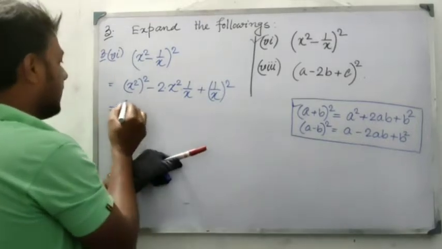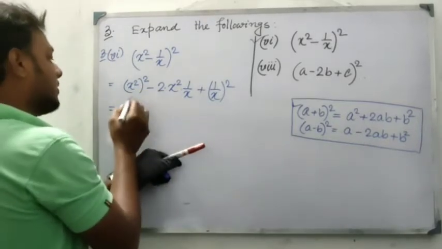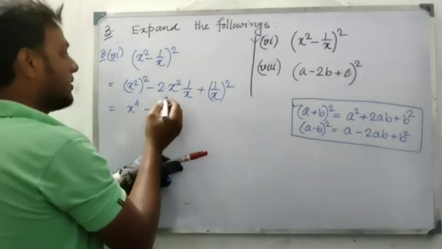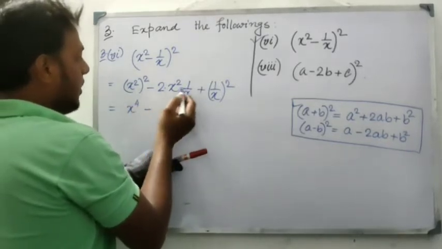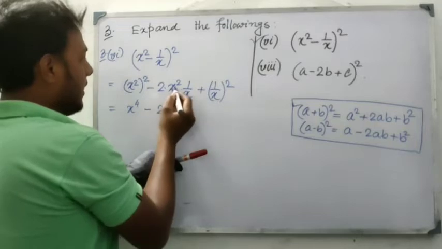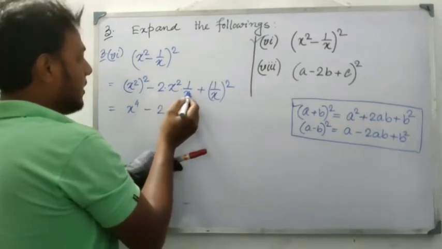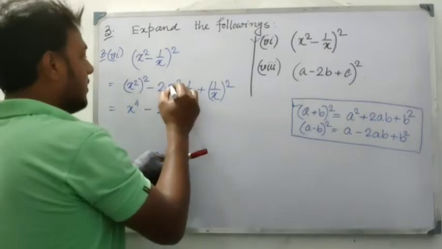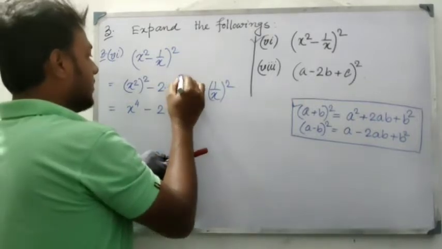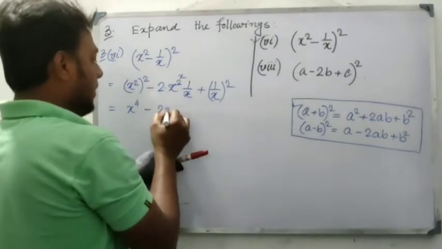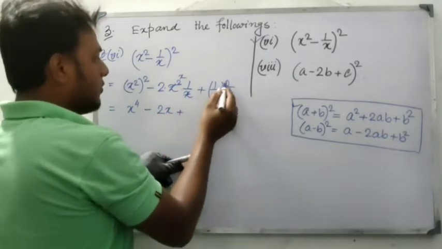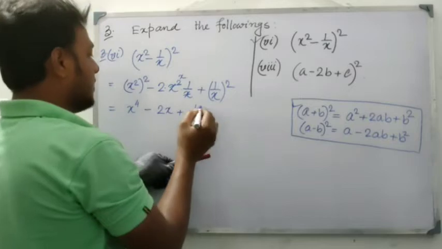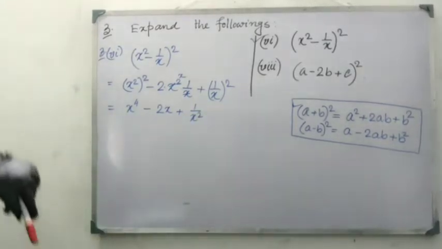Now simplify. (x square) whole square, so you can multiply the powers: x to the 4. Minus, here 2 into 1 is 2, and here x square by x, so you can cancel out one x. If you cancel, it will be x only. So 2x, plus (1/x) square, meaning 1 over x square. So this completes the solution. Understood?